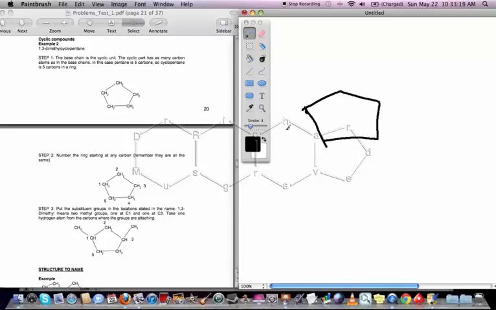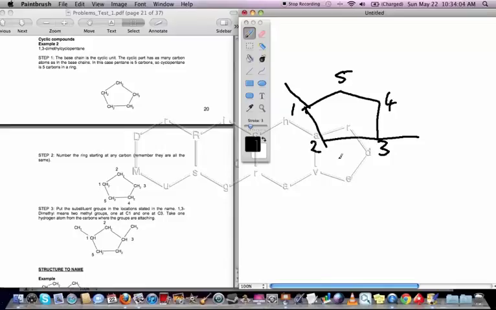There we go. Now when you're numbering a circle or a cyclic unit, it doesn't matter where you start numbering. You can start numbering here, here, here, here, here. It doesn't matter. It's all the same. So just start numbering somewhere and number all around the ring. Now the name on this one is 1,3-dimethyl cyclopentane. So what that means is I've got a methyl group hanging off the 1 and a methyl group hanging off the 3. And that would be that structure completed. The di part means there must be 2 methyl groups hanging off the ring.